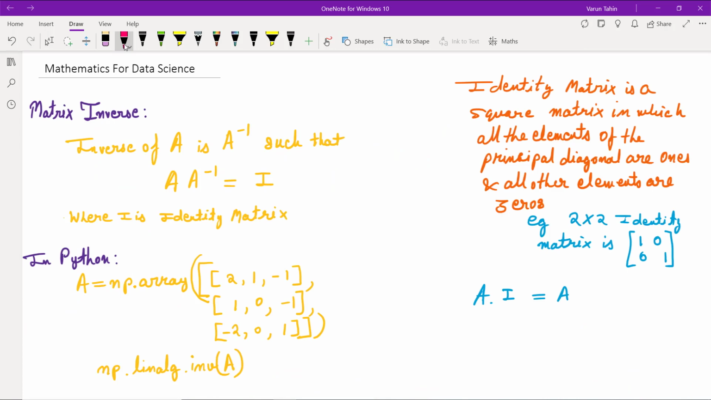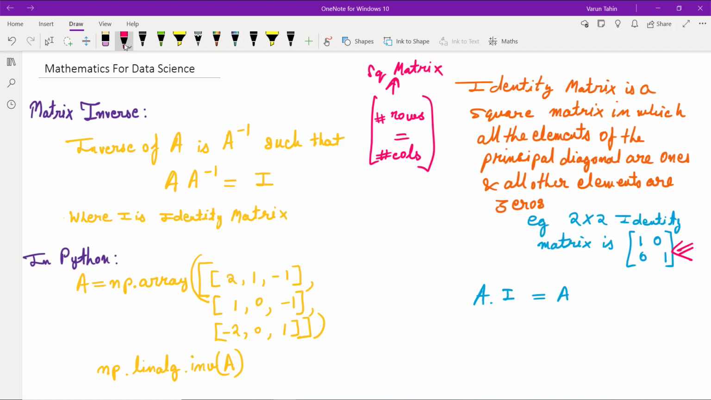Now let's learn what an identity matrix is and afterwards the matrix inverse. An identity matrix is a square matrix in which all the elements of the principal diagonal are ones and all other elements are zeros. A square matrix you can regard as one where the number of rows is equal to the number of columns. By definition, you can see an example of an identity matrix where the diagonal elements are all ones and the rest of the elements are zeros.